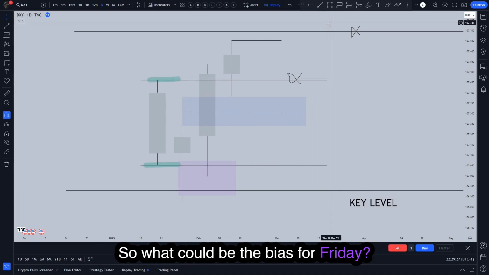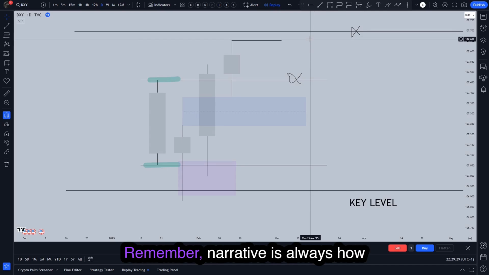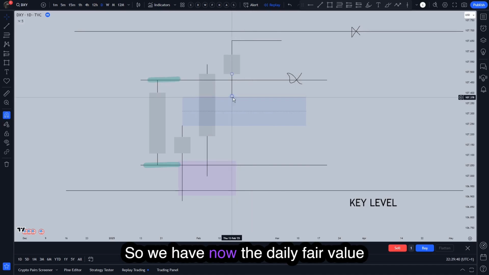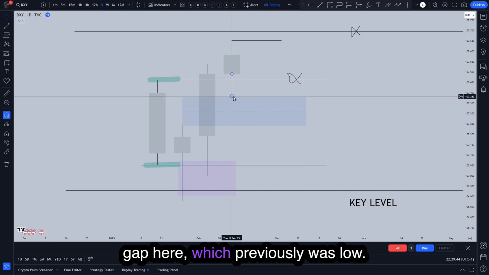So what could be the bias for Friday or the narrative? Remember, narrative is always how price is moving. Bias is just direction. And narrative will tell you the story of how price is going to trade in that direction. So we have now the daily fair value gap here with the previous day's low.